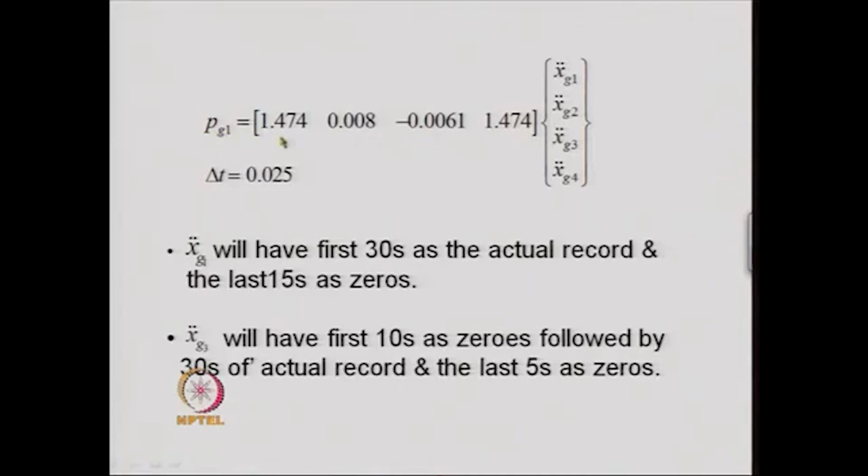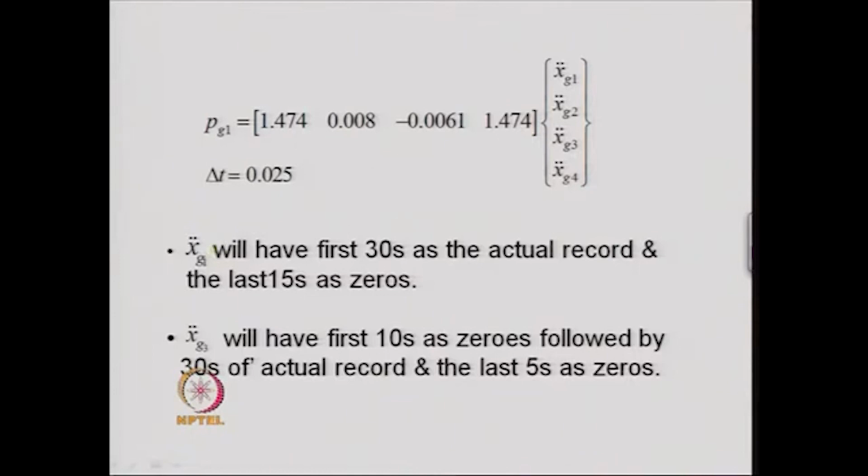In forming the PG1 matrix, we multiply 1.474 into x double dot G1 plus 0.008 into x double dot G2 and so on, and add them together to get the load at a particular time t for the PG1 load. So, this PG1 is a time dependent load, which is called the generalized load, and at every instant of time t one can obtain a value for this using this equation. Delta t is taken as 0.025.